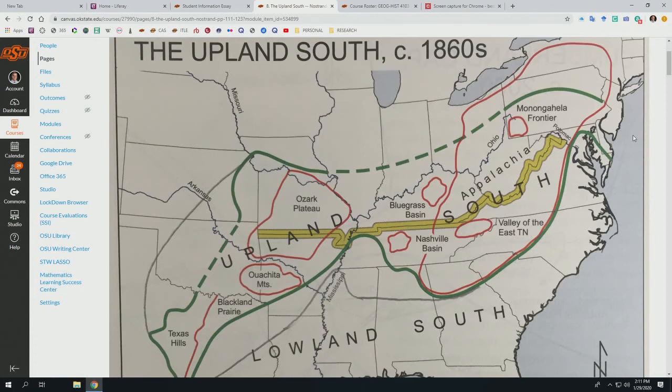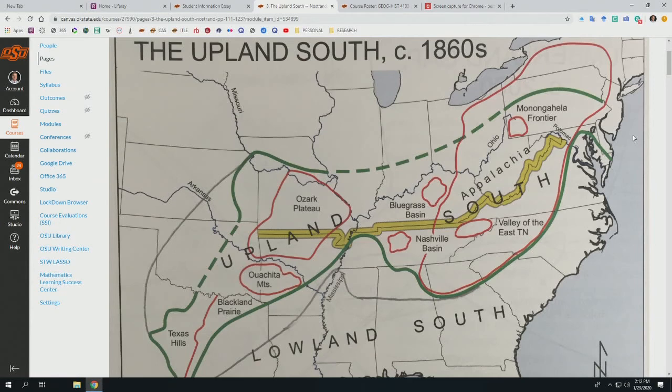Now, the area through here, to the lower south, is, and I've penciled in my version of it because I disagree with this sometimes. I think the Upland South would probably include most of West Tennessee, even though it's really flat plantation country up here. Culturally, I would say the boundary is down through here.